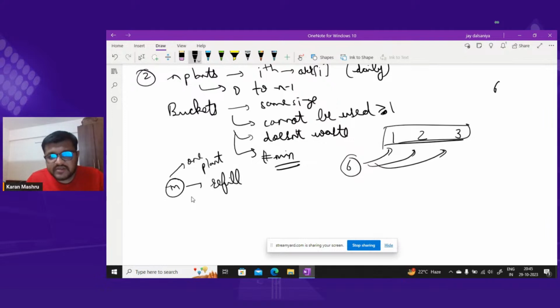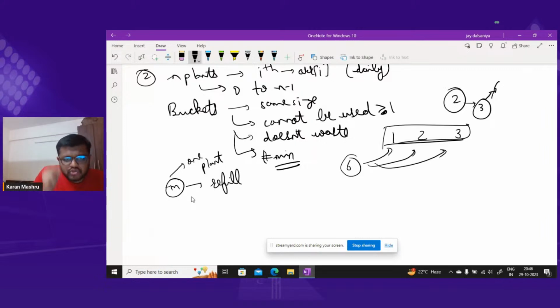For one plant you can use multiple buckets, that is okay. Suppose one plant requires 6 units of water and you have bucket size of 2 units of water, you can use 3 buckets to water just this plant. But one bucket cannot be used for multiple plants. Now understand one thing, all the buckets should be of same size, right? You cannot use one bucket to fill multiple plants, and you also do not want to waste water.